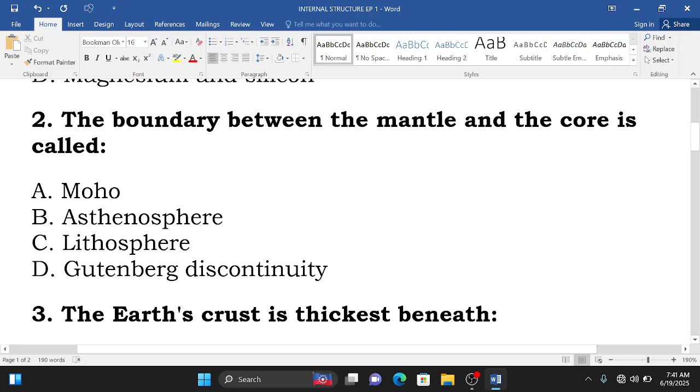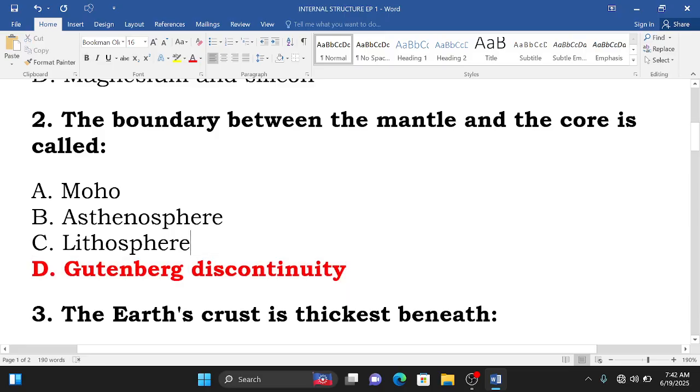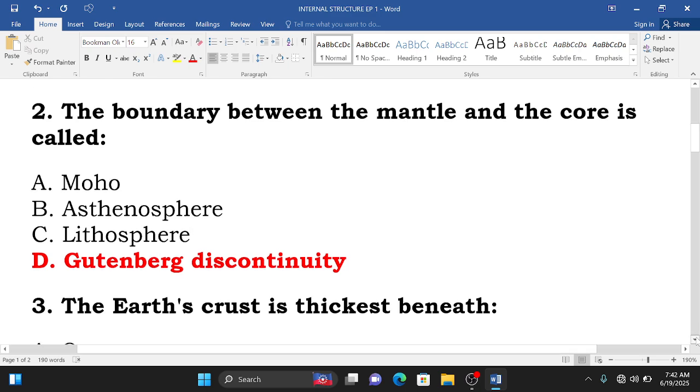So here the question is asking the boundary between mantle and the core is called A. Moho, B. Asthenosphere, C. Lithosphere, D. Gutenberg discontinuity. So therefore the correct answer is D, because the Gutenberg discontinuity is a layer or a zone or a boundary between the mantle and the core. We go to question number 3.